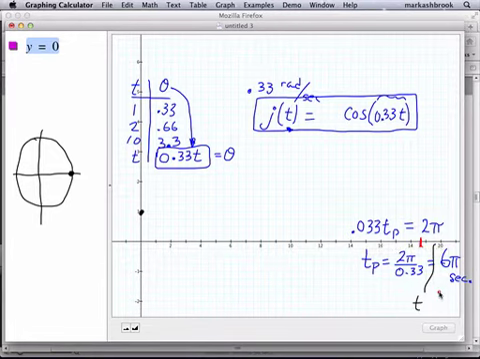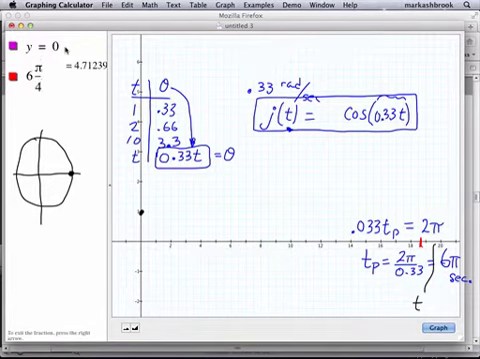So when we draw these cosine and sine curves, it's convenient to break it up into 4 equal pieces, right? First quadrant, second quadrant, third quadrant, fourth quadrant. So you take that period and we're going to divide by 4. So 6 pi divided by 4. That's how long each fourth is. So the first fourth is 4.7.